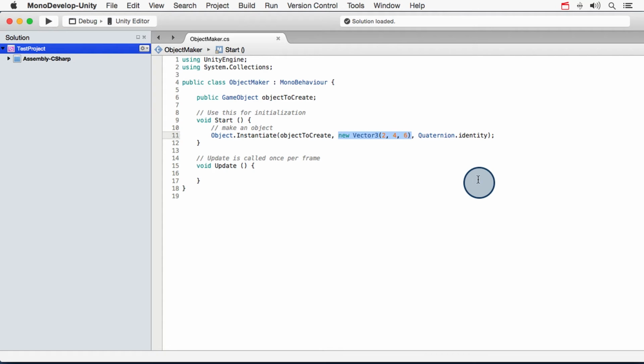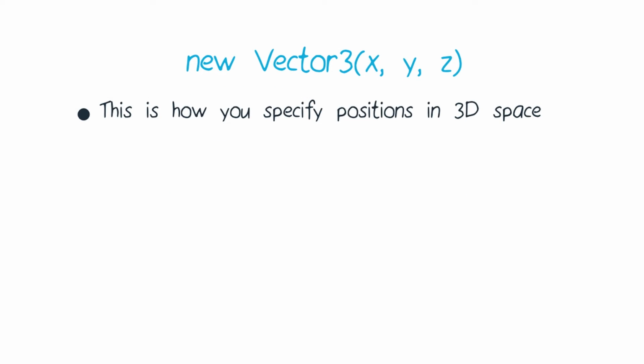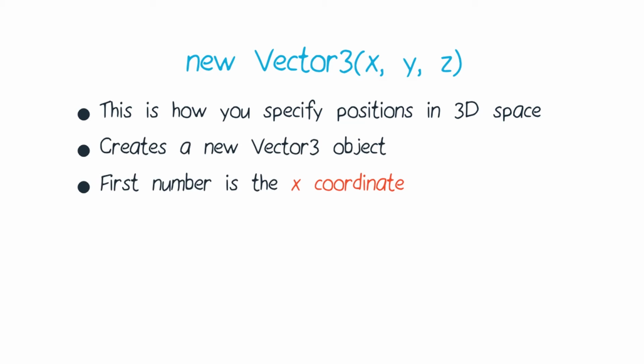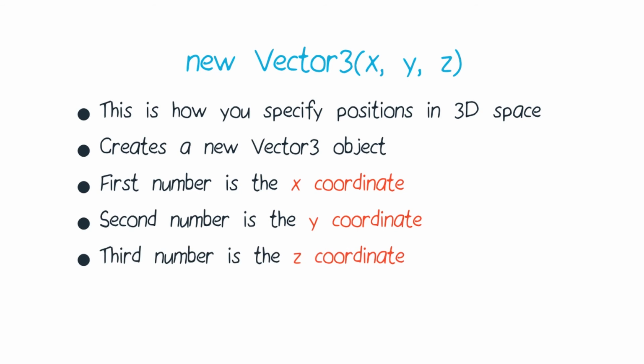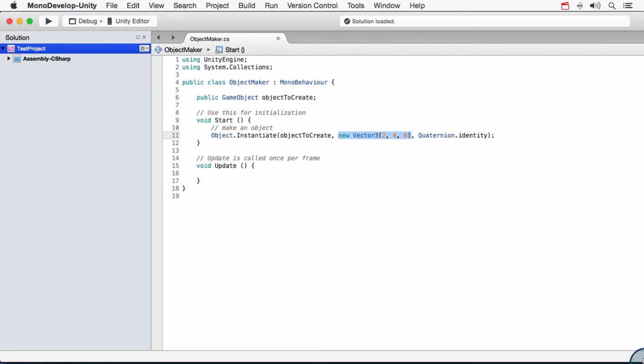Okay, now this might look a little strange, but it's not that bad. This is just how you code positions in 3D space. Let's talk a little bit more about this. Vector3 objects hold 3 numbers: an x-coordinate, a y-coordinate, and a z-coordinate. You almost always need to create a new Vector3 whenever you want to specify a location in 3D space. So going back to the code, this code here just says place the new object at position 2, 4, 6.